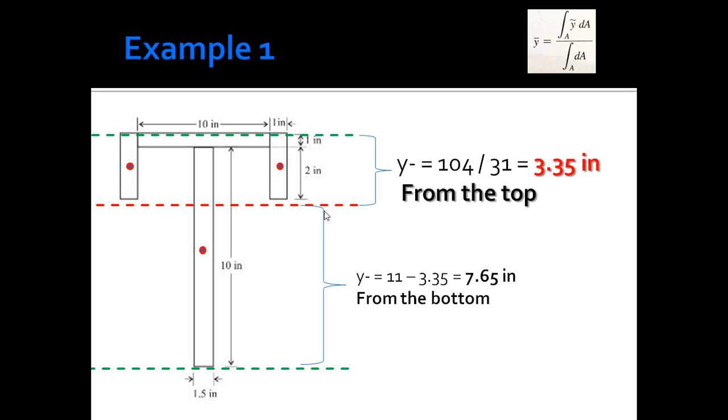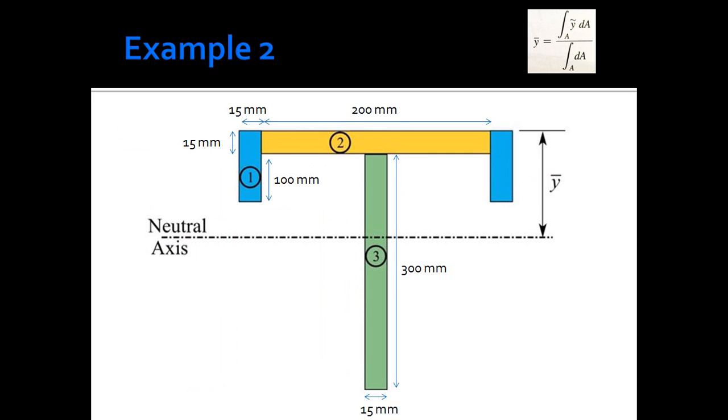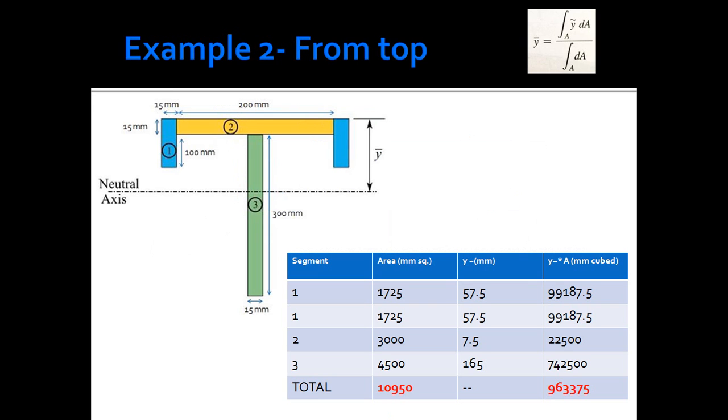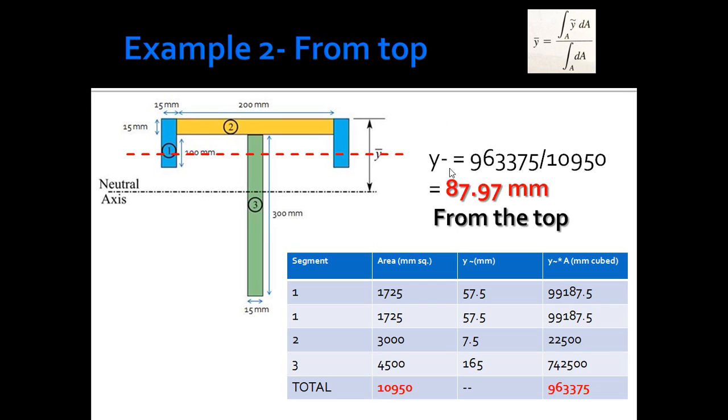So I don't think it's that difficult. If you can do this example, then you should be set. Another example, this is also slightly more involved. I'm not going to go through the individual work, but here's the final answer basically. I suggest that you run through this on your own, and you should get y bar to be somewhere around 87.97 millimeters below the top.